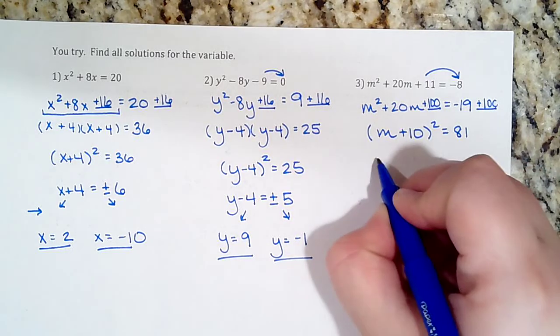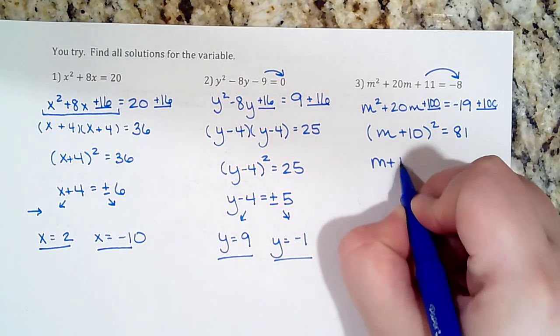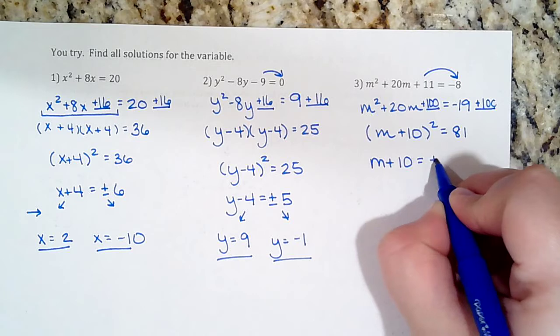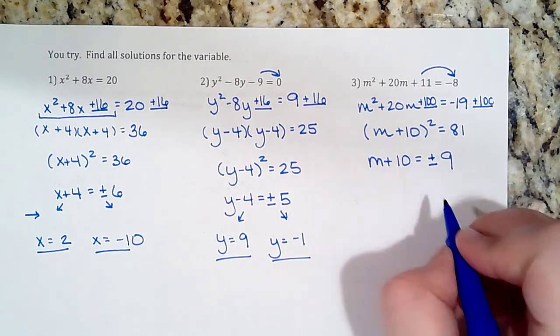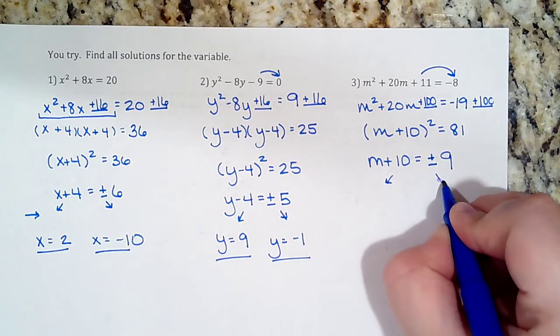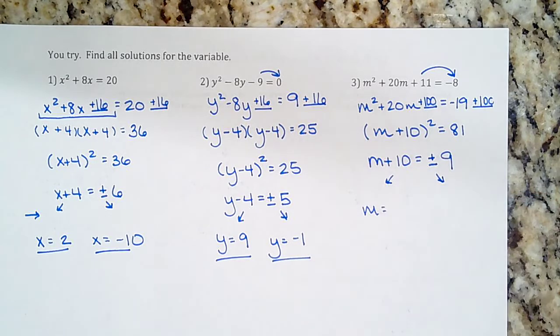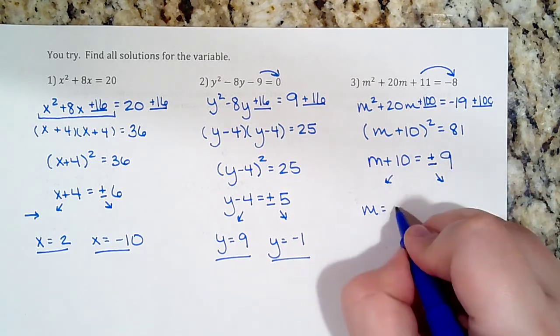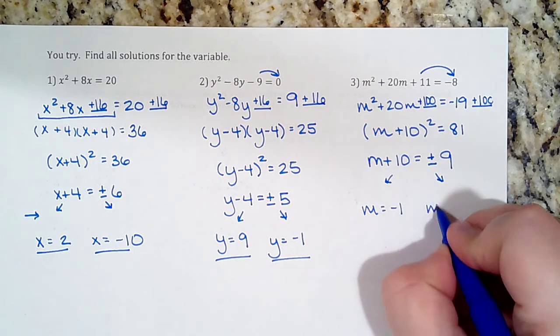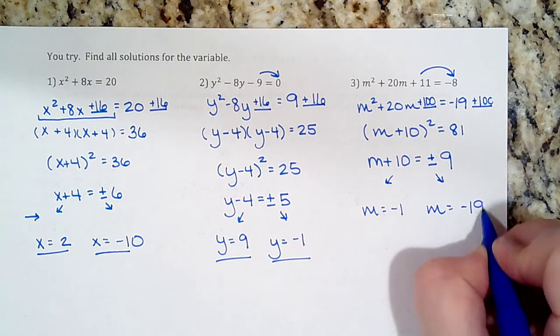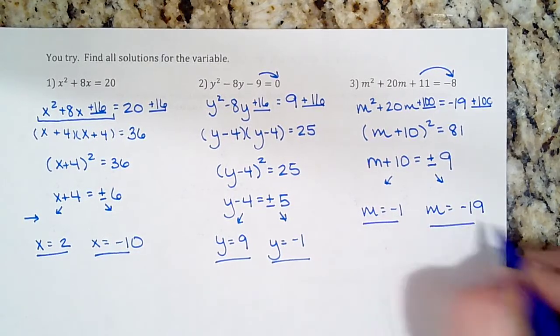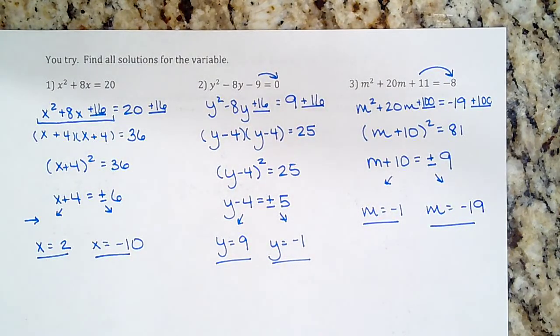All right, once we get here, we're going to take the square root of both sides. We get positive or negative 9. Break it down into your two solutions, and you get m equals negative 10 plus 9 is negative 1. Negative 10 minus 9 is negative 19. And there are your two answers.